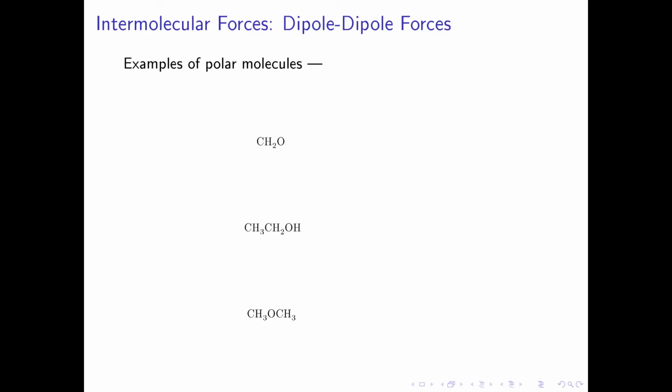The first molecule, formaldehyde, has the following Lewis structure. Notice that the oxygen has two unshared pairs of electrons. These unshared pairs of electrons generate a large electron density on the oxygen, and consequently we have a dipole moment between the carbon and the oxygen, making this a polar molecule.